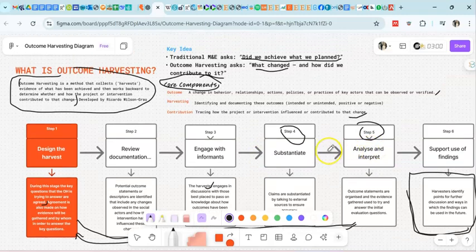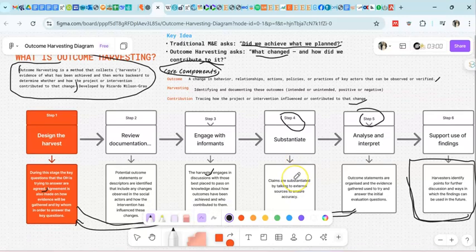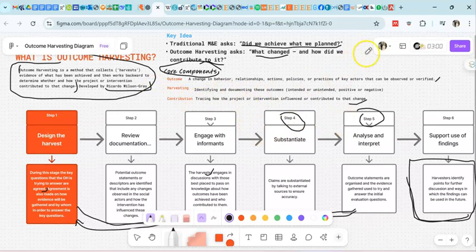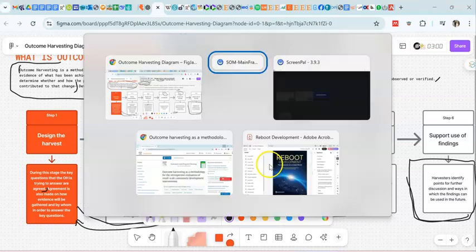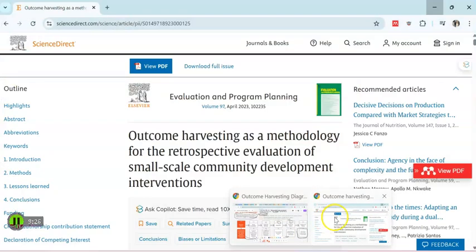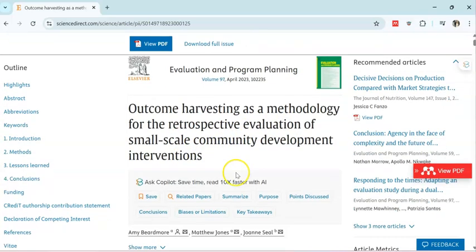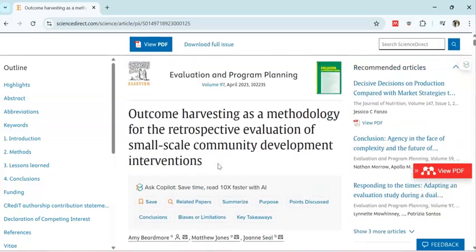So that's just a one-page summary of outcome harvesting. Hope you found it helpful. For further detail, you can refer to the book written by Ricardo Wilson-Grau, called Outcome Harvesting, and you can also refer to the article. The name of that article is Outcome Harvesting: A Methodology for the Retrospective Evaluation of Small-Scale Community Development Interventions.